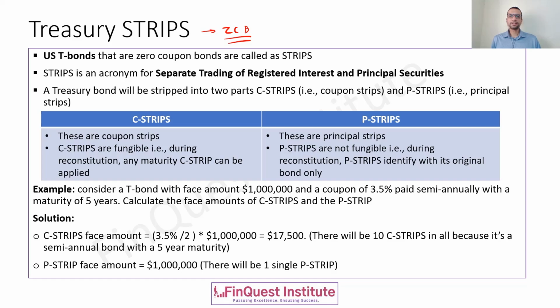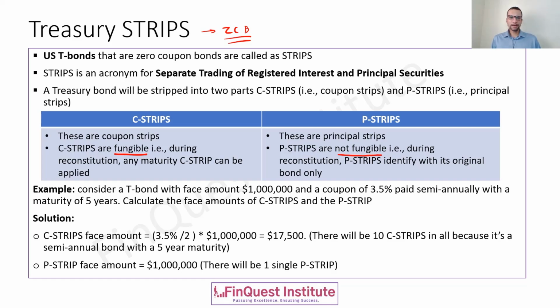And when we say a treasury strip, we assume that it's a combination of two things. One is what we call a C strip or a coupon strip, and the second is a P strip, which we call the principal strip. A couple of points are relevant here. For coupon strips, firstly, they are fungible. That is, in case we have to reconstitute them, any maturity C strip can be applied. So that way, they are fungible in nature. Whereas principal strips are not fungible. During reconstitution, P strips identify with their original bond only, naturally, because P strips represent the principal. So they will identify with that specific bond.